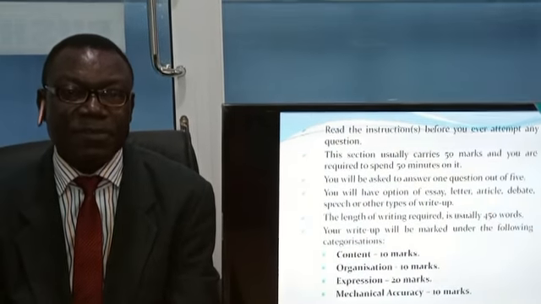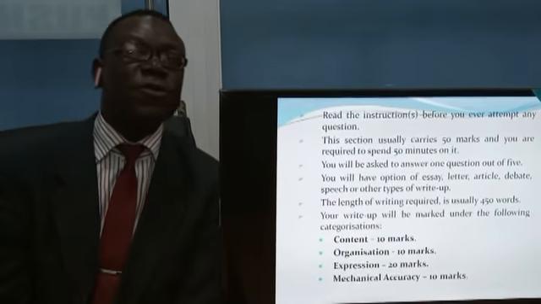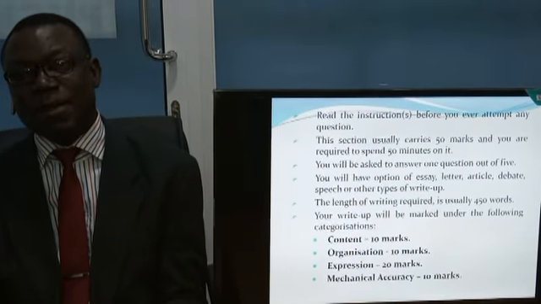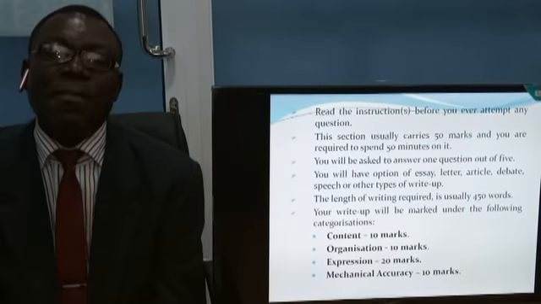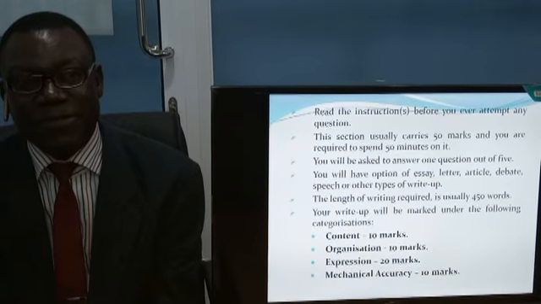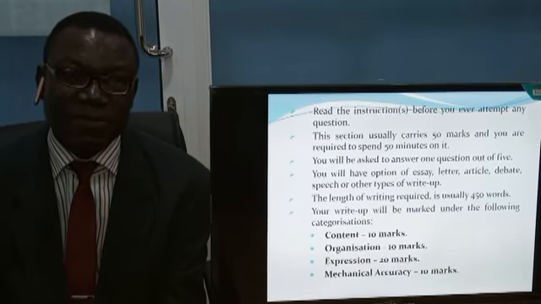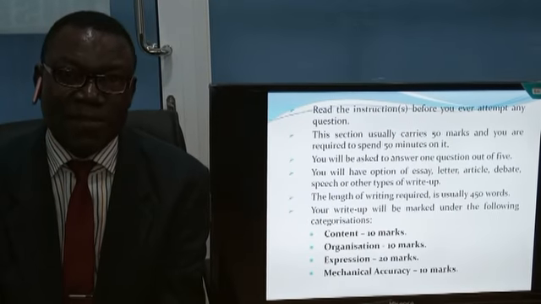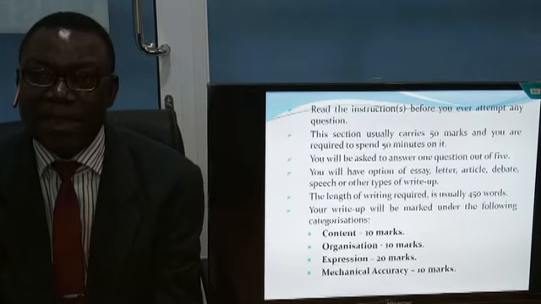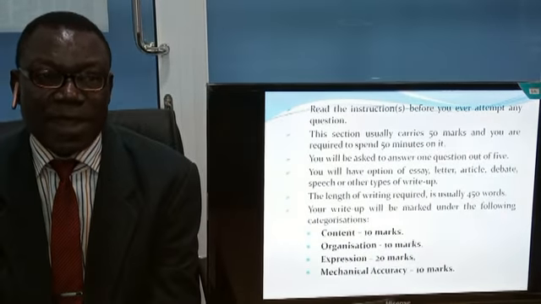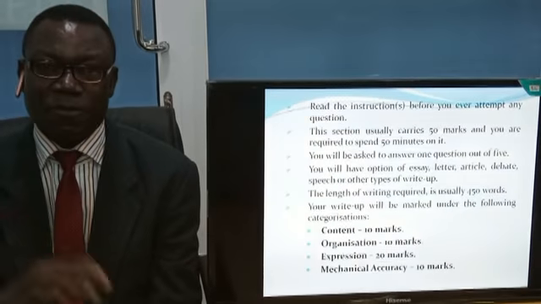Organization carries 10 marks. Here, the examiner will check for use of the right format, well-developed ideas for points, and properly linked paragraphs. Expression carries 20 marks. Here, the examiner will consider the use of the appropriate style, choice of right words, and sequential flow and linking of thoughts.